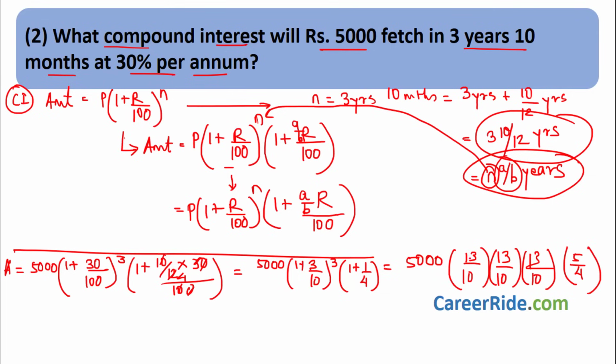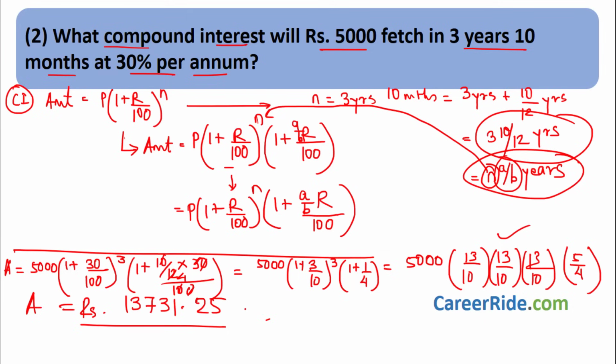The answer to this entire calculation comes out to 13,731.25 rupees. Okay, so the entire amount which we will receive after 3 years 10 months is 13,731.25 rupees. Here I have not shown the calculation because it will consume time, and this is not the focus of our tutorial. We are focusing on how to understand and solve these sums.